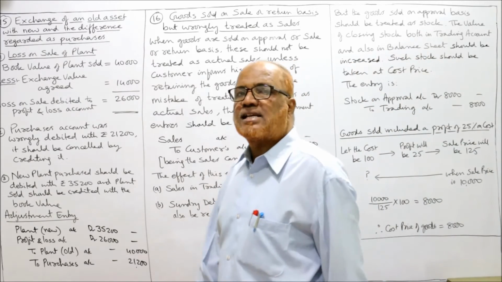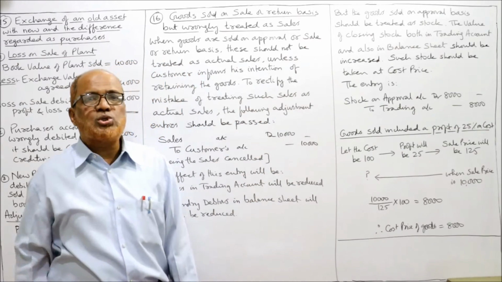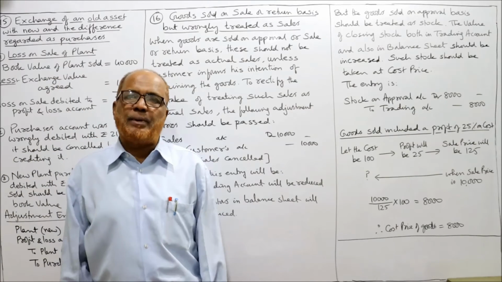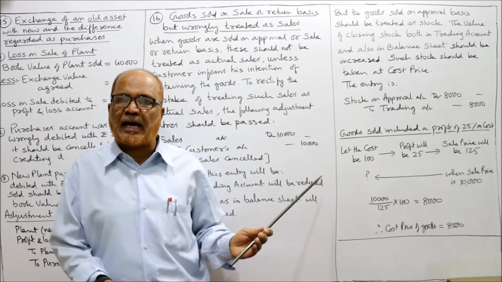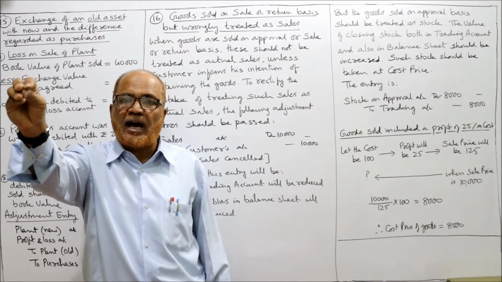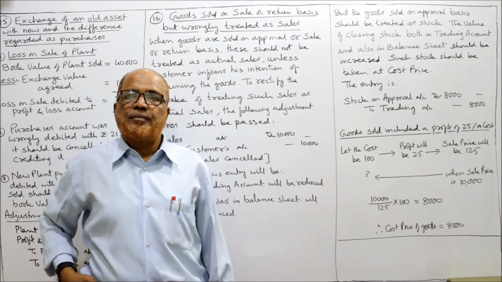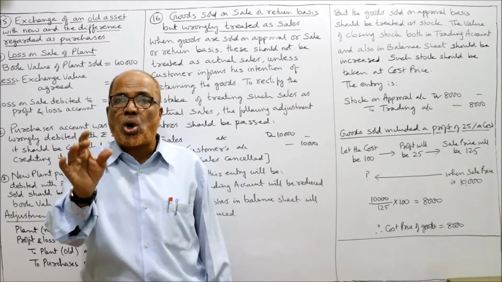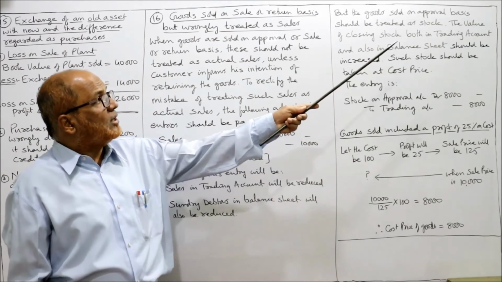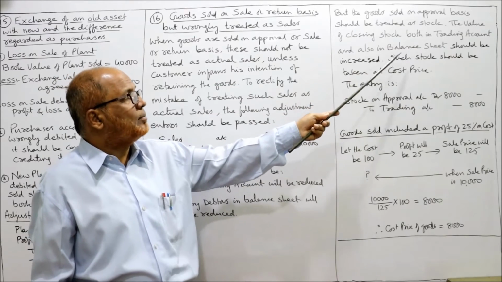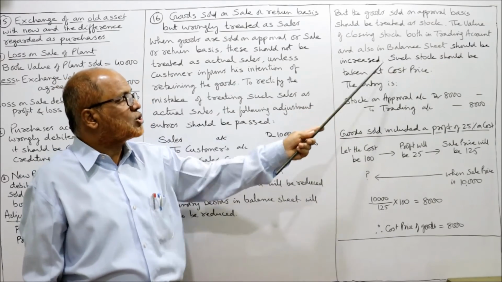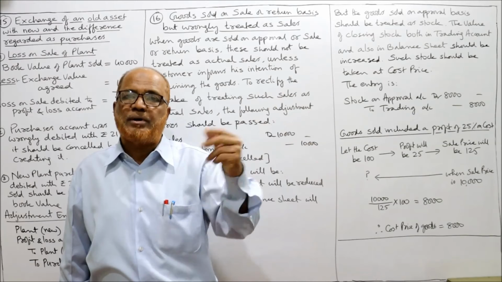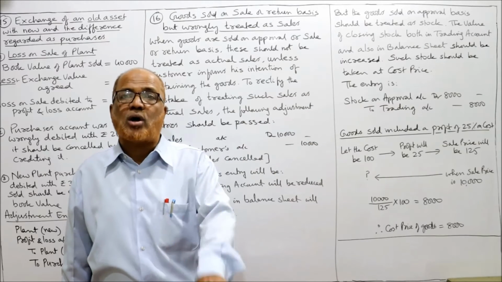Now, the next effect is, the goods sold on approval basis should be treated as stock. When goods are sold on approval basis, it is not treated as sales. We have cancelled it. But the goods are lying in the hands of the customer. That is a stock. So we have to treat it as stock on approval, right? So the value of closing stock both in trading account and also in balance sheet should be increased. Such stock should be taken at cost price. So whatever is the stock lying at the customer's hands on approval basis, that stock should be valued at cost price.